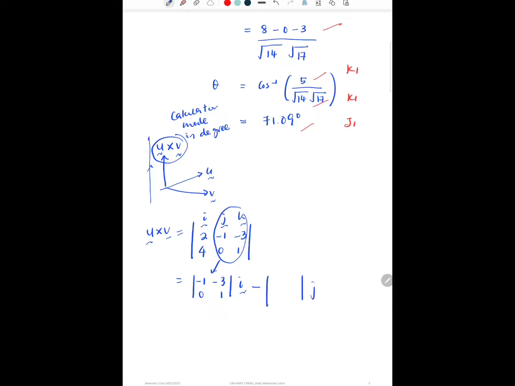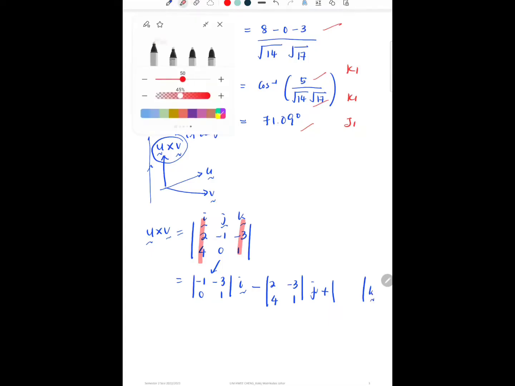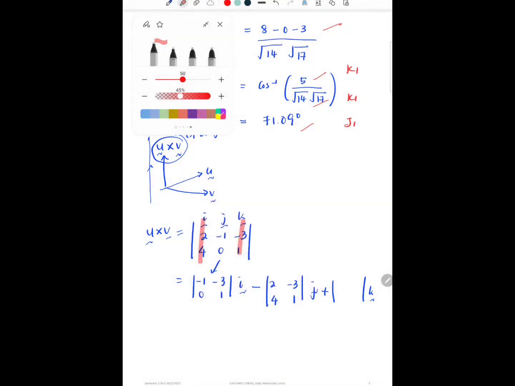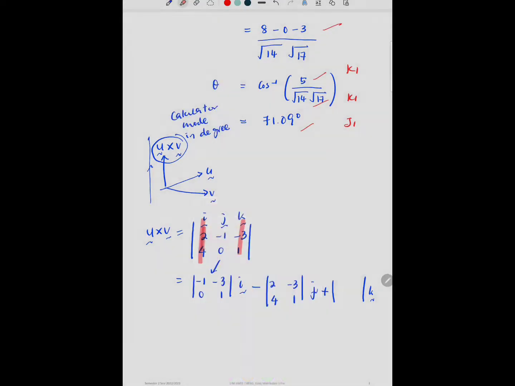Tolak, okay, j pula, j kita cancel j. Okay, cancel j, ambil i dengan k. Yang ni, kalau kita boleh highlight kat sini, maknanya i dengan k masukkan dekat rumah j. So 2, -3, 4, 1. So last kali untuk k kita ambil pula i dengan j. So kita masukkan dekat rumah k, 2, -1, 4, 0.